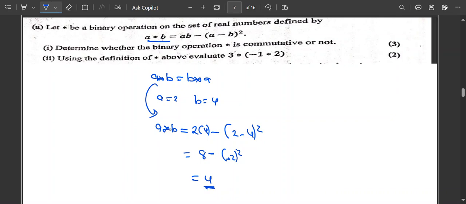Then this was a star b. What about b star a? B star a will be, we can see that you just change the expression. Wherever there's a, you put b.